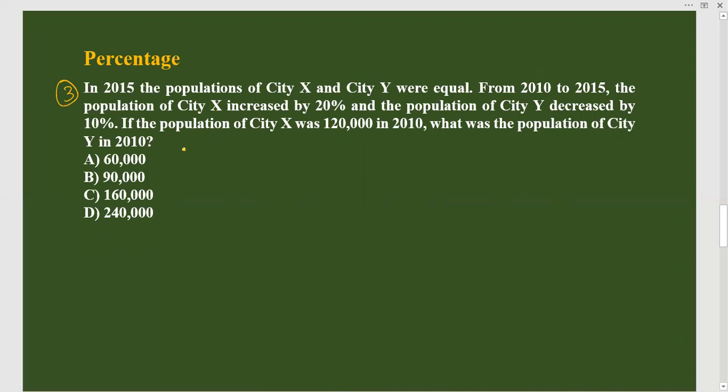So from the question, we can say that there are city X and city Y. So the period is 2010 and 2015.